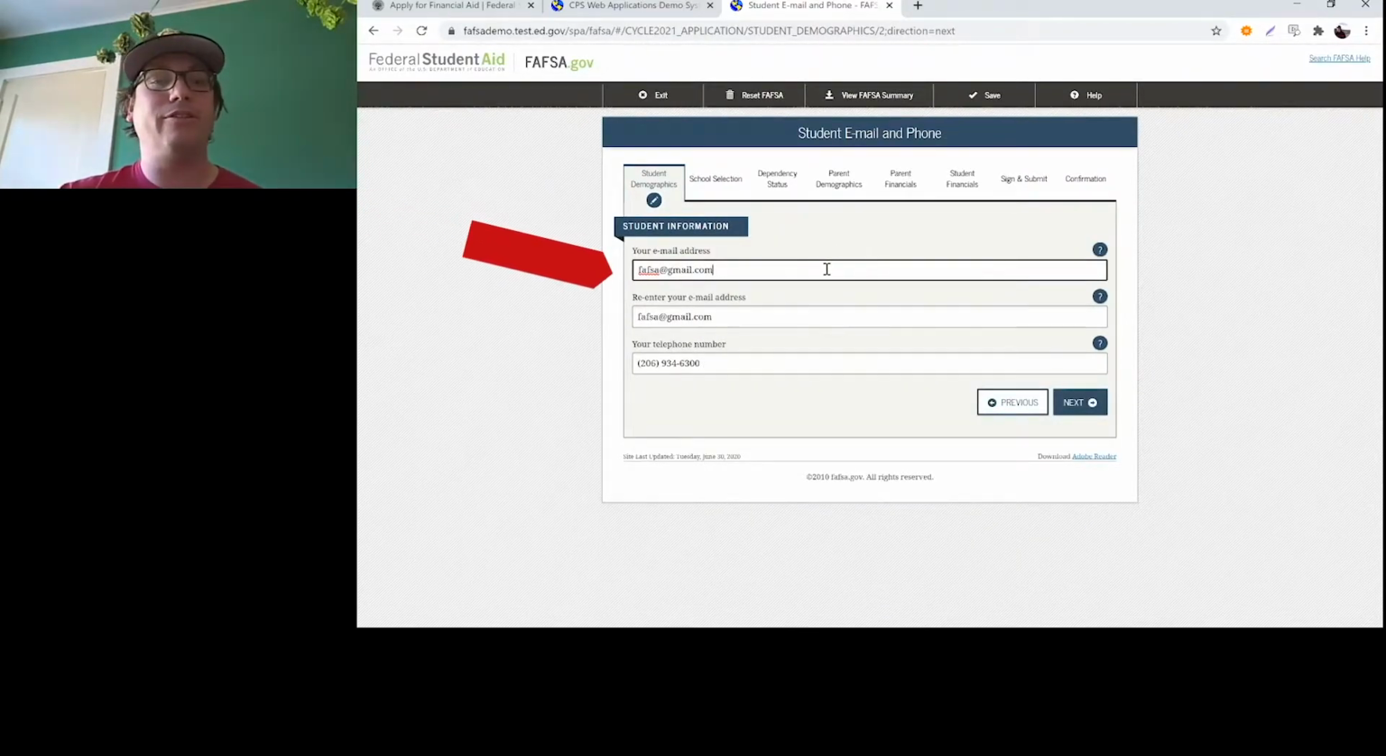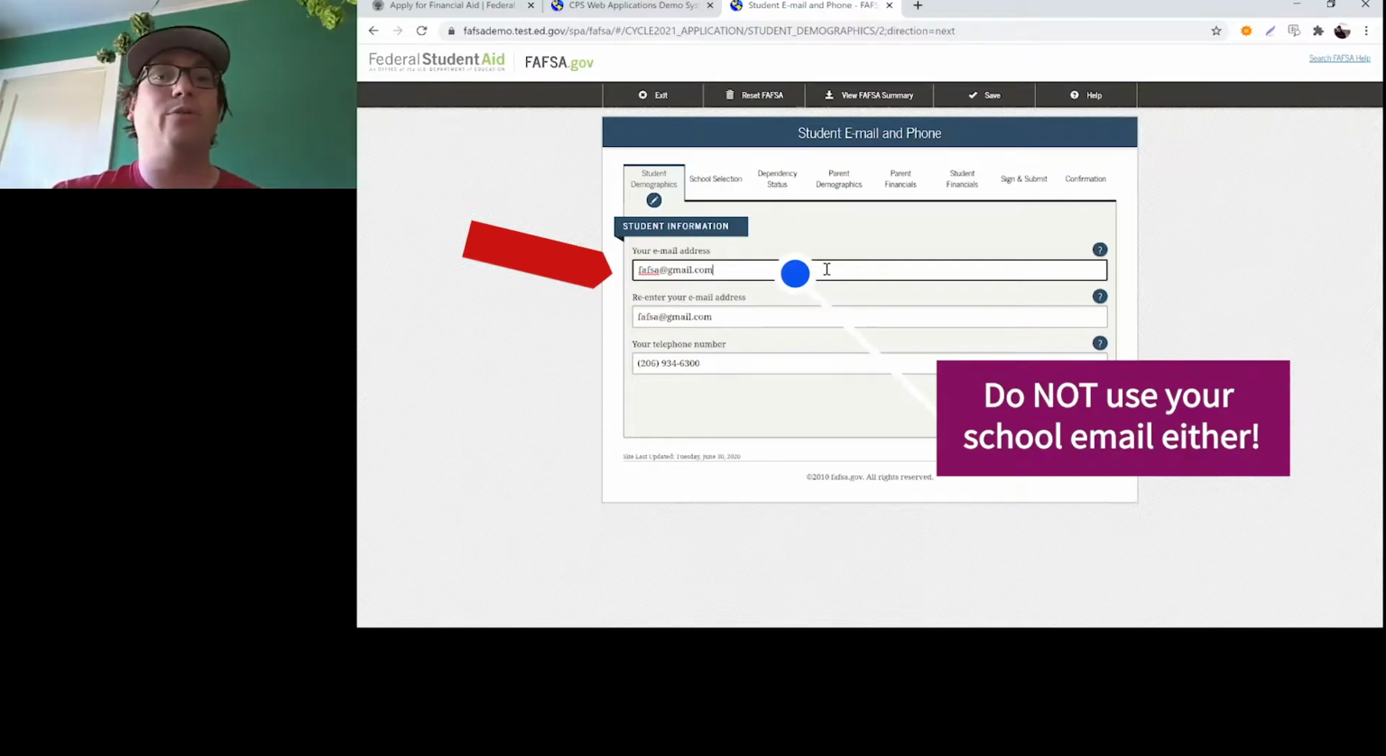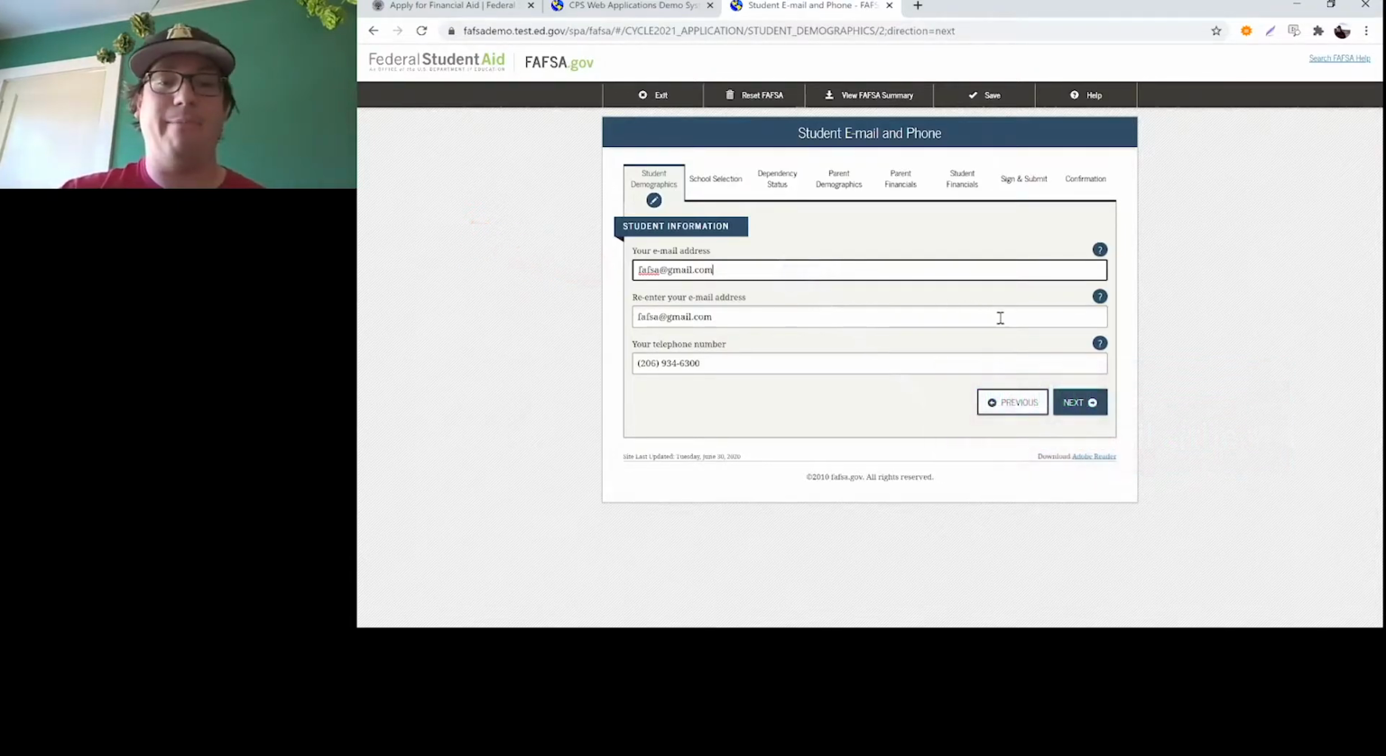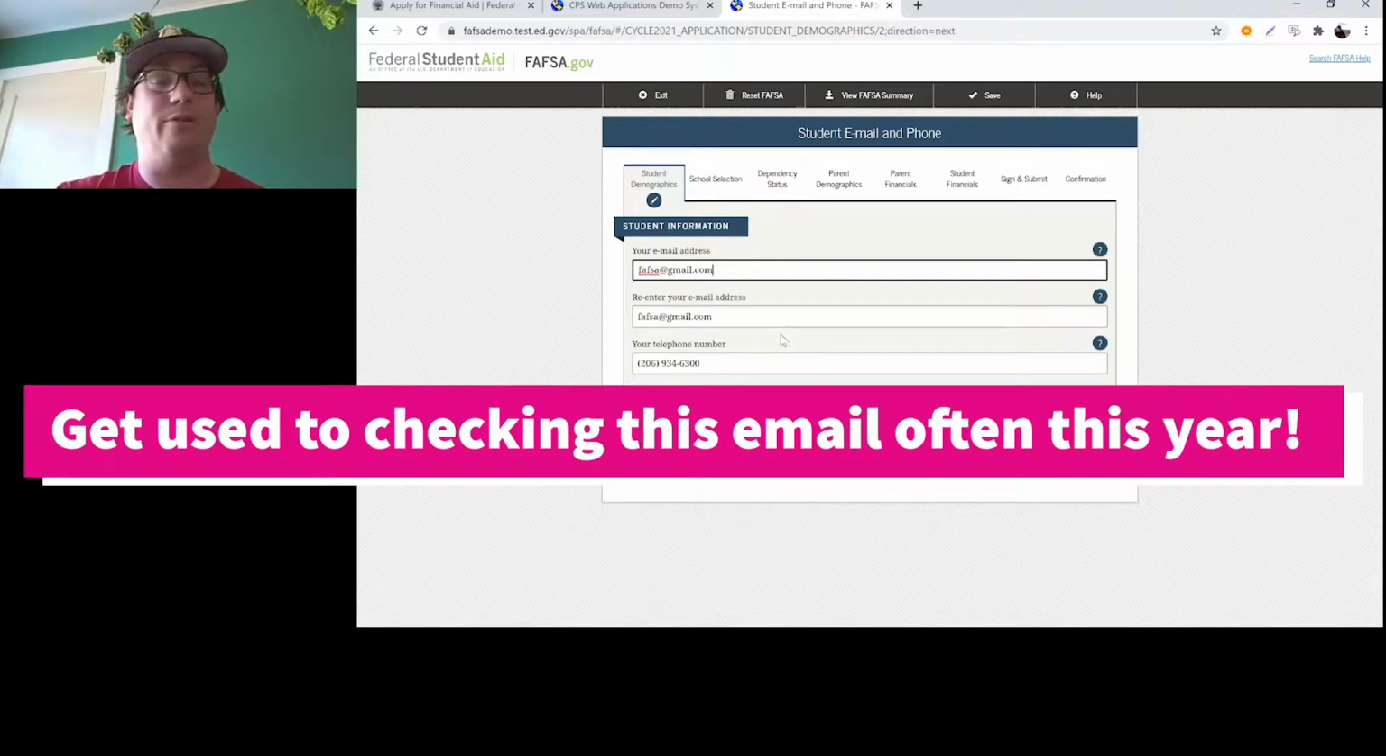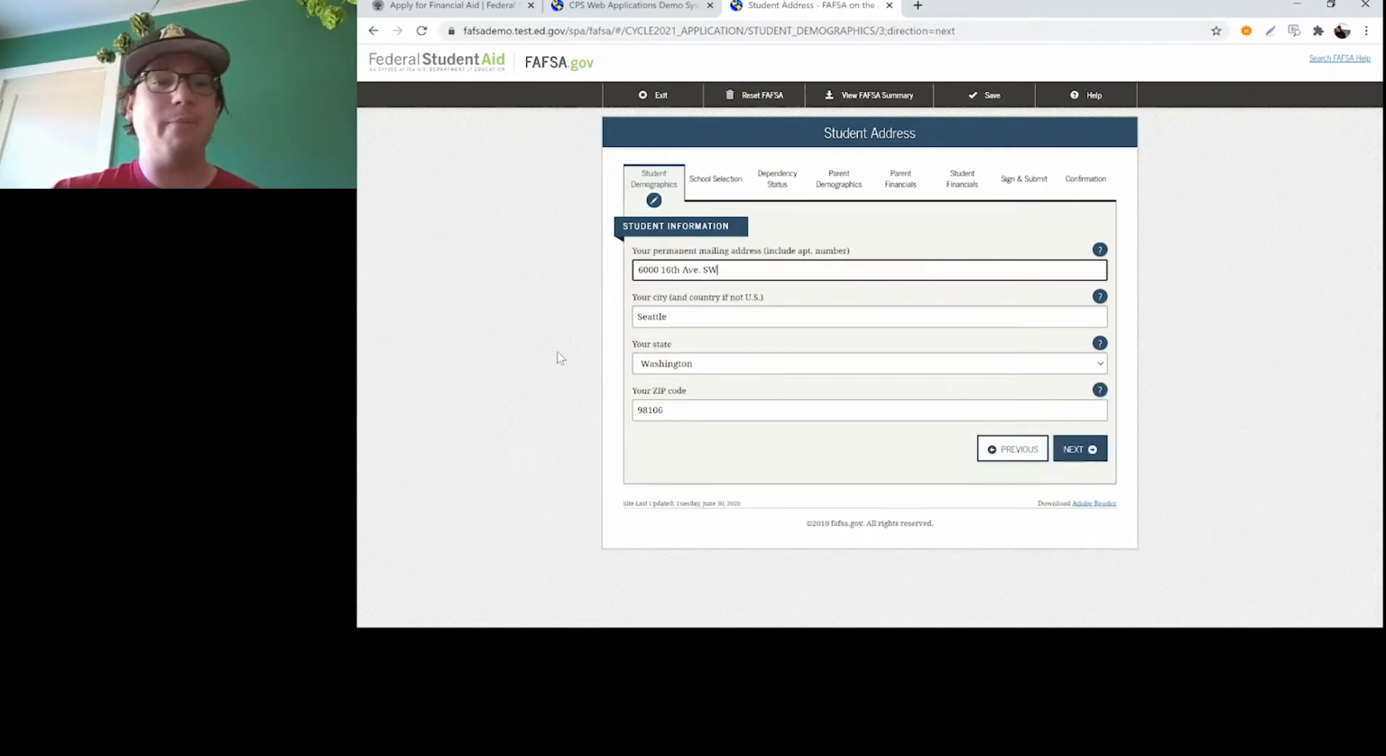What is your email address? Make sure you use an email that you will have access to forever. Do not use your weird gamer email that you're going to delete next year. Use something that you're going to have for a long time, okay? Make sure it's good. This is how the FAFSA is going to communicate with you. This is how they're going to tell you if you need additional documents. Okay, we're going to move on.